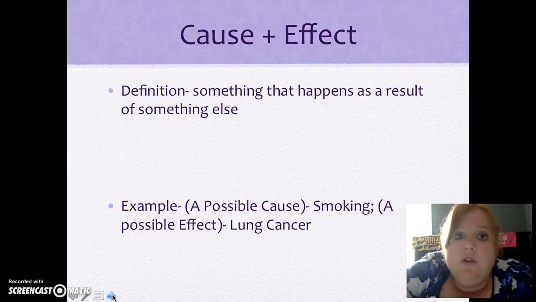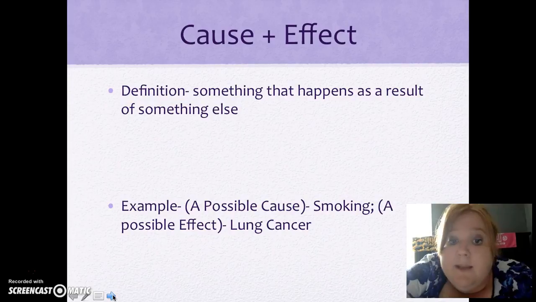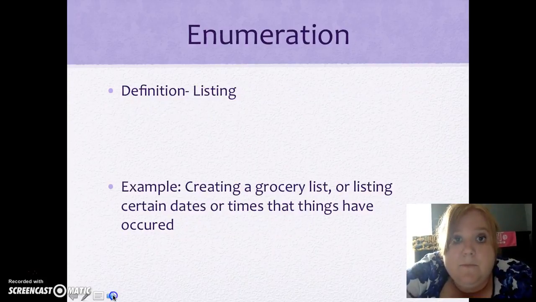The second thing we're going to look at is cause and effect, something that happens as a result of something else. As little children, we all have experimented with different causes and we've had different effects with different things. As an example, a possible cause could be smoking, and a possible effect could be lung cancer. We can think all day of different things that have different causes and different effects.